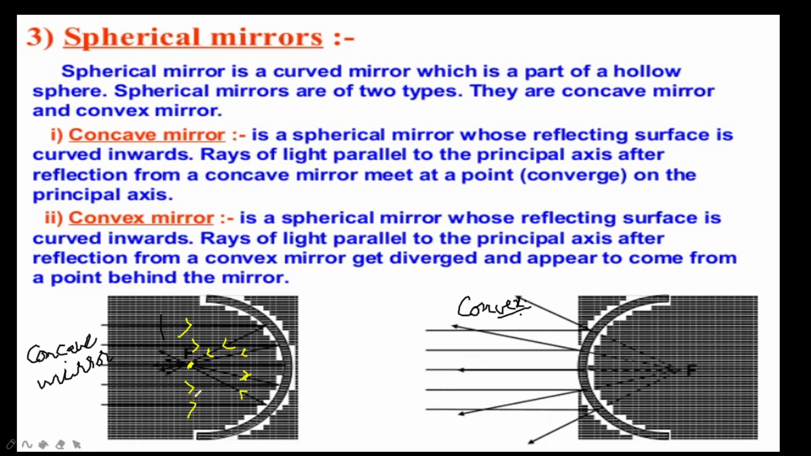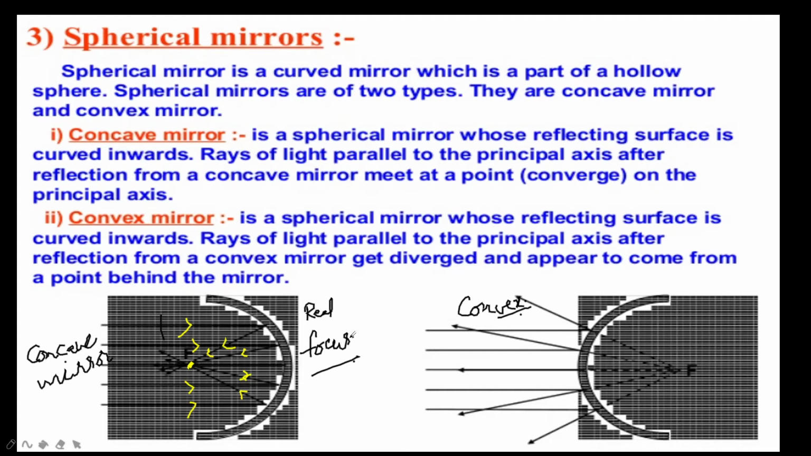These are the arrows which are showing the light rays. A parallel beam of light, when it is falling on this type of mirror, converges at a point in front of the mirror after reflection. All the light rays will converge at a point. That's why it is called a converging mirror, and it has a real focus. Which type of focus does it have? It has a real focus.